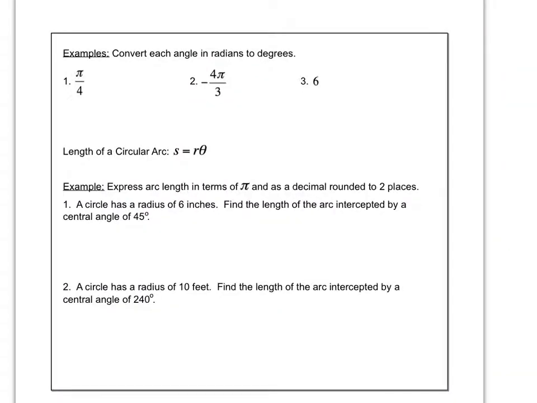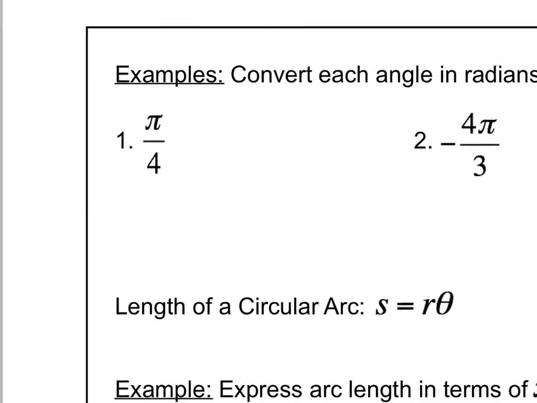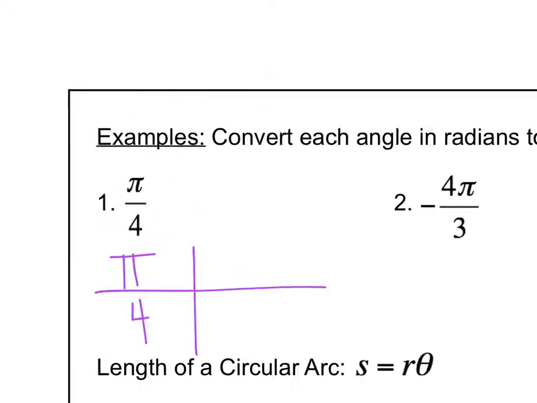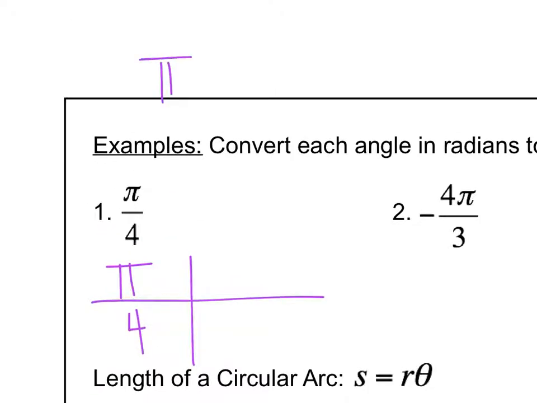So for these next problems, we're trying to convert from radians to degrees. So again, I think of this as a conversion problem, so I'm going to do my little chart here. When it's a fraction, the pi goes on the top, the 4 goes on the bottom. And then I have to fill my conversion in on the other side. The conversion, the only thing you have to remember, is that pi equals 180 degrees. Those two things are equal.